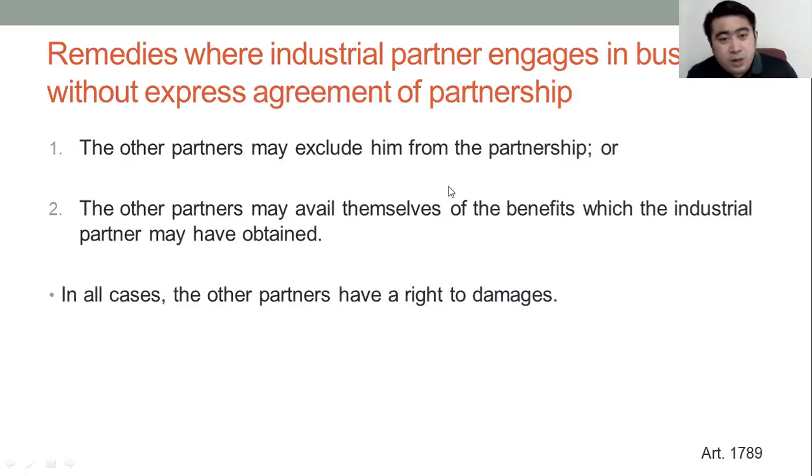What are the remedies when the industrial partner engages in business without the express agreement of the partnership? Number one, the other partners may exclude him from the partnership, or number two, the other partners may avail themselves of the benefits which the industrial partner may have obtained. Right? Let's say nagtayo yung industrial partner ng negosyo na walang consent, na walang permission ng ibang mga partners. Pwede siyang tanggalin sa partnership. Isa pa, pwedeng kunin ng partnership yung kinita ng industrial partner.